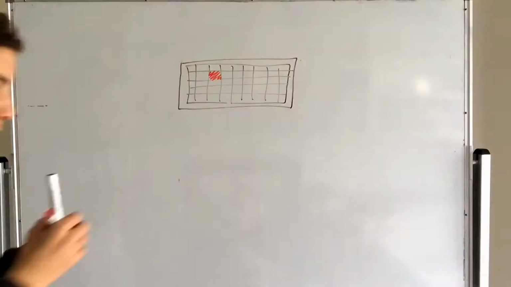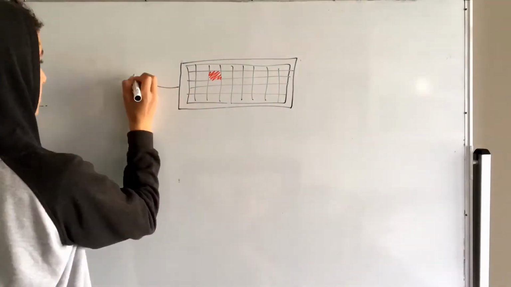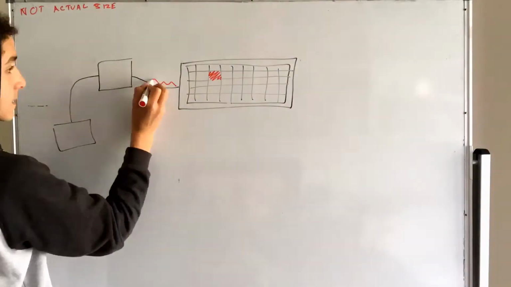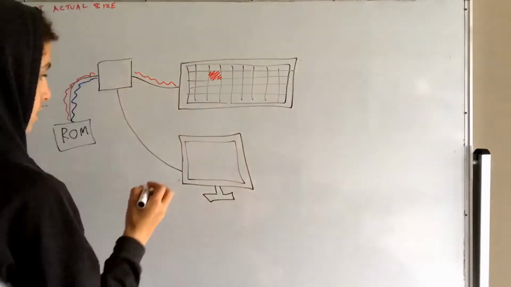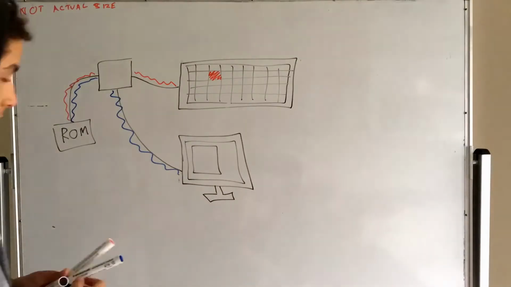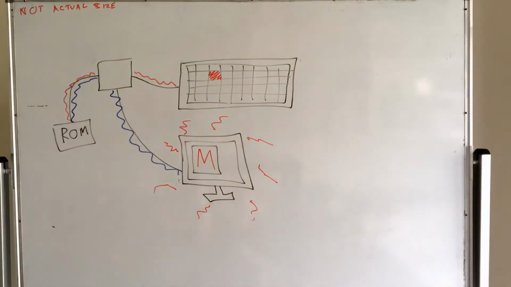When you press a button on your keyboard, it sends a message through the CPU to the ROM, which fetches the relevant instructions and then sends the relevant information back to the CPU. The CPU then sends it back through the system for the monitor to be displayed.